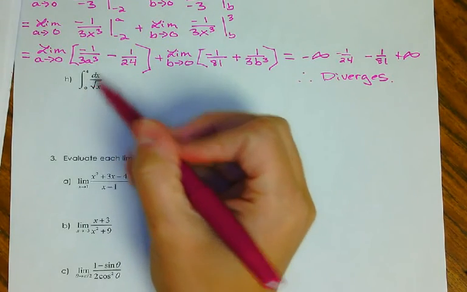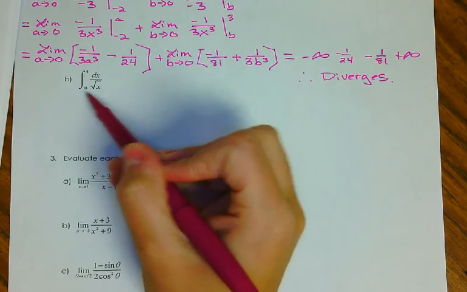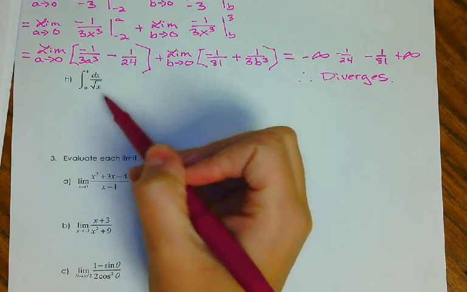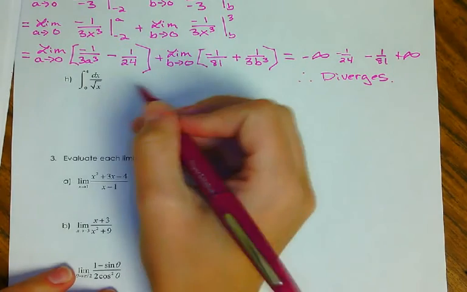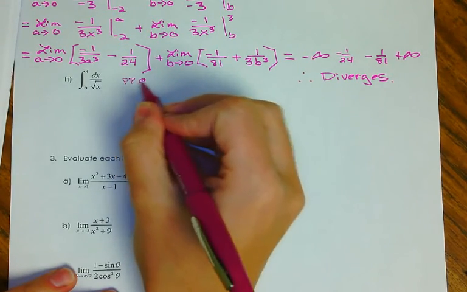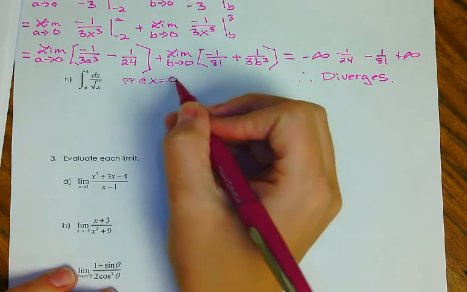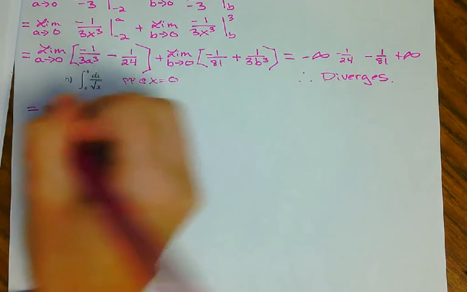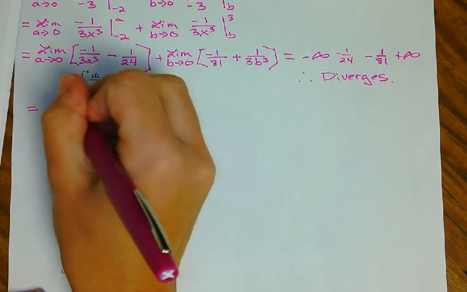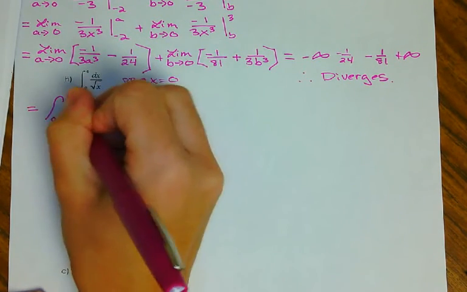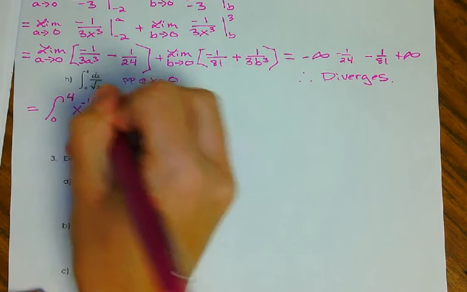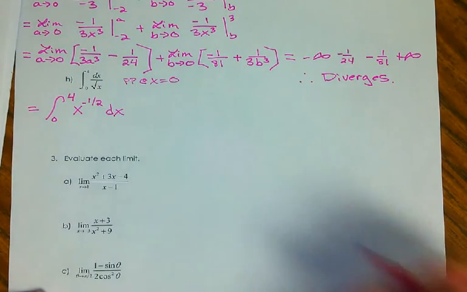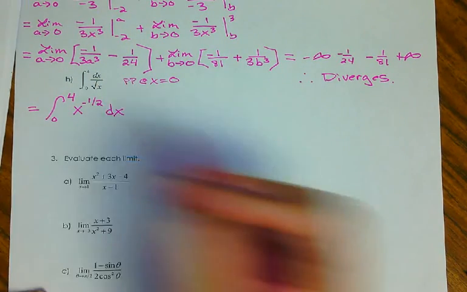Okay, so in this one, this is an improper integral because 0, this bound here, if you plug in 0, it makes the denominator 0. So I say there's a problem point at x equals 0. And so what I'm going to do is rewrite this integral from 0 to 4. I'm just going to pop that up into the numerator and say it's this. That's the equivalent. And there's a problem there.